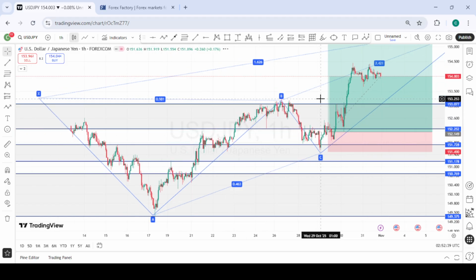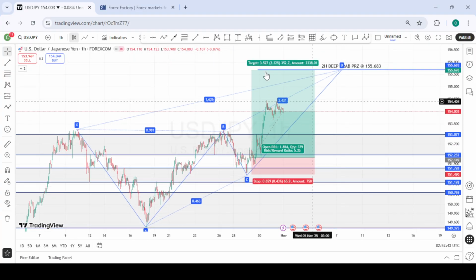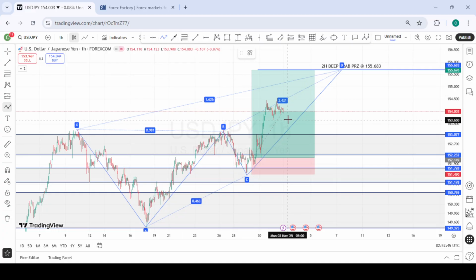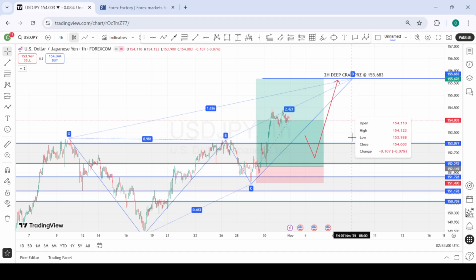So for the coming week, should price pull back into this area of interest, we would like to look out for buying opportunities from this area to continue the buys to the upside. So if you missed out on this very first move, you can look out for this pullback into this area of interest and then take your buys to the upside.